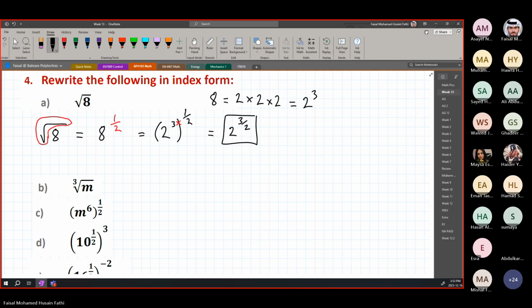Simply, you multiply here, 2 to the power of 3 over 2, and this is your index form. All right? You don't necessarily have to do all of this. You could just keep it in the form over here, and this is enough. This is also a correct solution. This is an index form, okay? If you want to simplify it even more, it is possible, but this is sufficient. The idea is knowing how to convert the square root into 1 over 2.